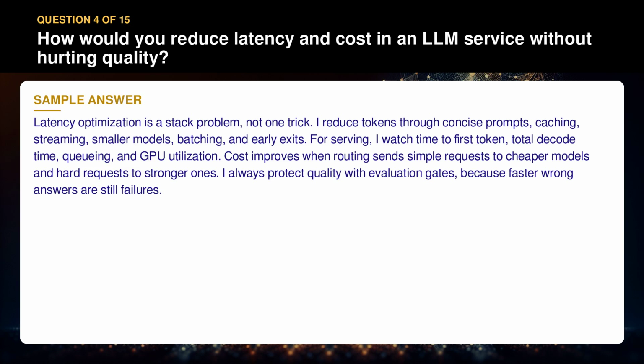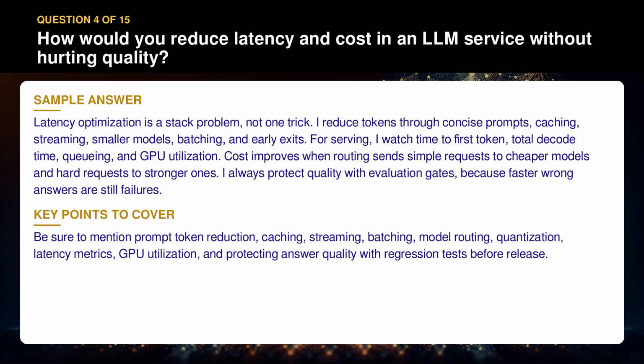Cost improves when routing sends simple requests to cheaper models and hard requests to stronger ones. I always protect quality with evaluation gates, because faster wrong answers are still failures. Be sure to mention prompt token reduction, caching, streaming, batching, model routing, quantization, latency metrics, GPU utilization, and protecting answer quality with regression tests before release.